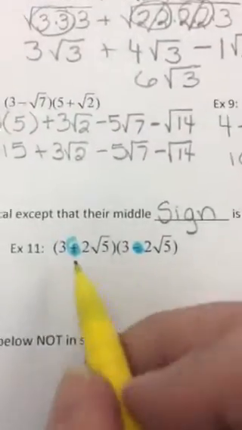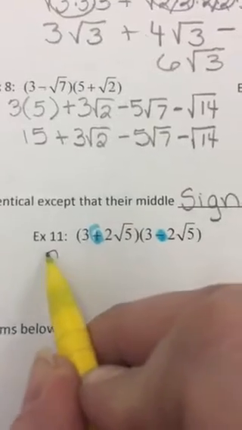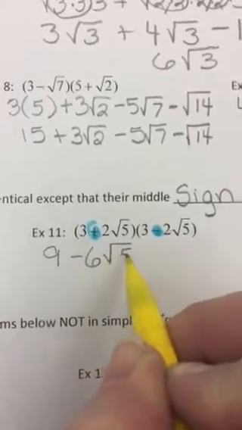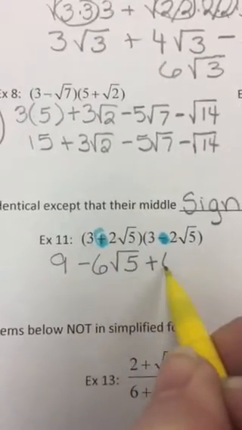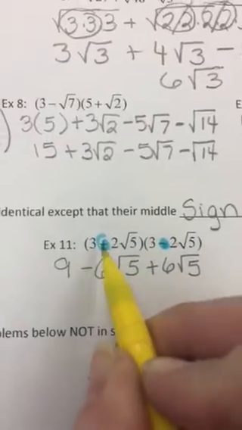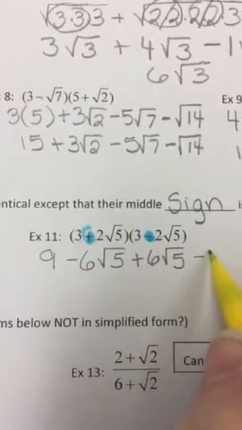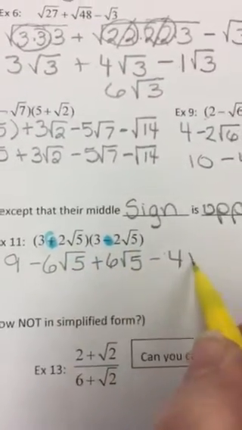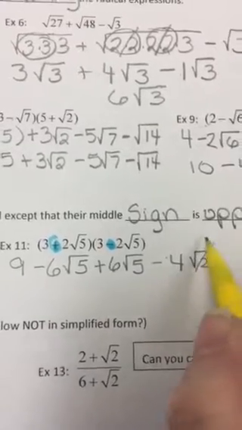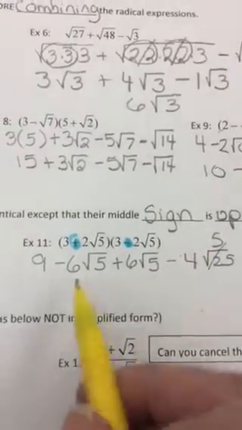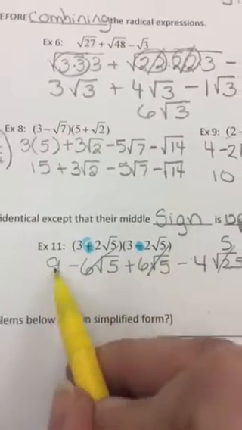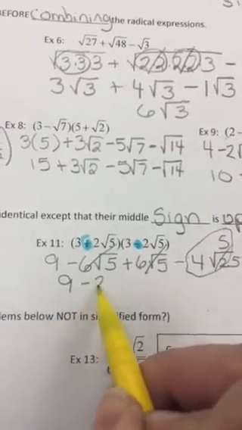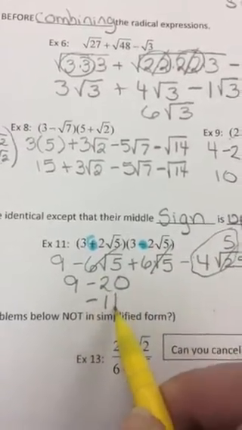All right, let's look at one more. And then first, 3 times 3. And then outside, that's going to give me a negative 6 square root of 5. And then inside, plus 6 square root of 5. And then last, minus 4, because the 2 times the 2 is where I'm getting the 4. And then square root 5 times square root 5 is the square root of 25, which is a 5. So I have a little more simplifying to do. Those cancel, and I've got a 9, and I've got a minus 20 from multiplying those two together, and then I get a negative 11.